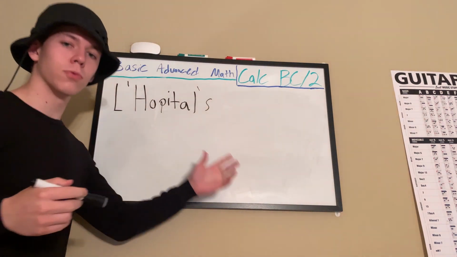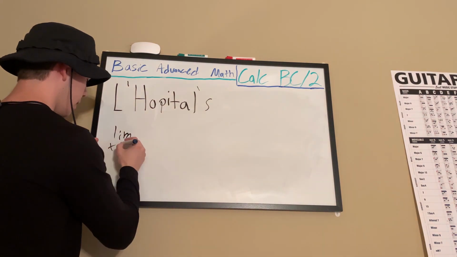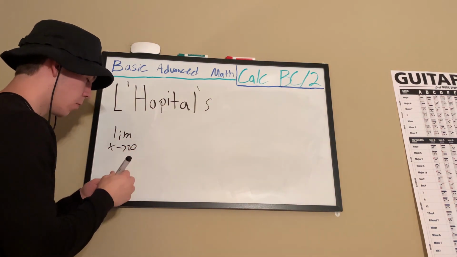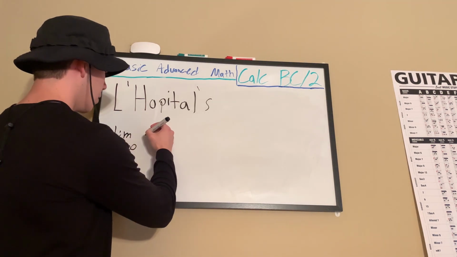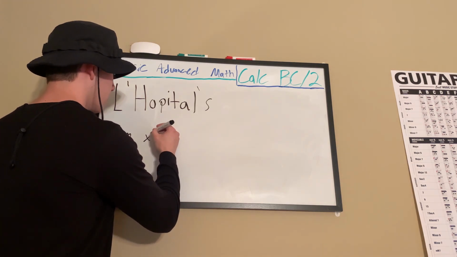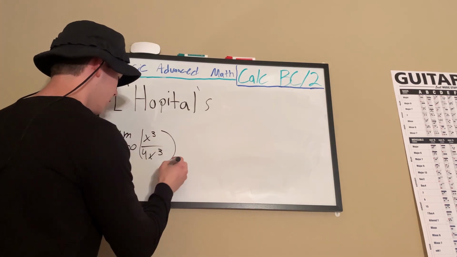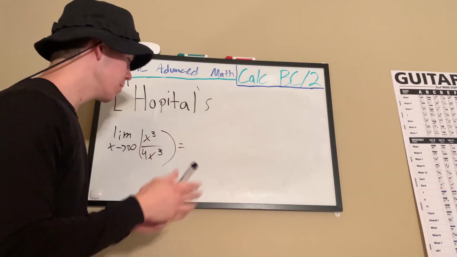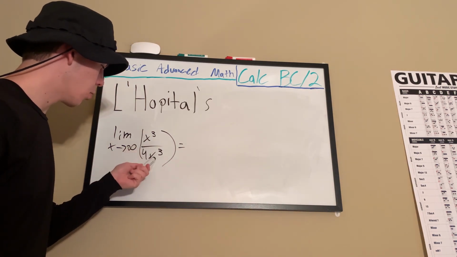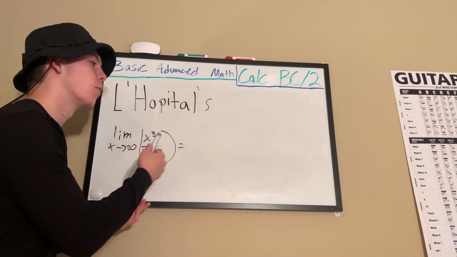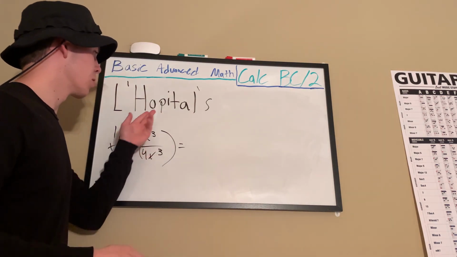Let me tell you what L'Hopital's rule exactly is. So basically, L'Hopital's rule says that if you have a limit as x goes to infinity, we've dealt with limits before, we know what they are. Say, let's say x cubed over 4x cubed. You have this limit, you want to know what it is. Well, the problem is we can easily see that as x goes to infinity, it'll be infinity over infinity. It's just infinity. How do we solve this? This is where L'Hopital's rule comes in.